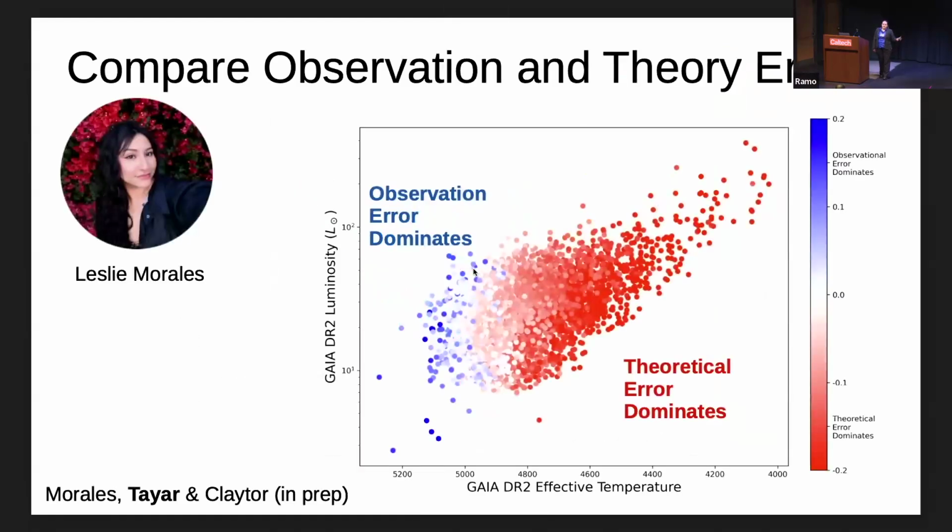And for the giants, Leslie has gone through and said, okay, where does the empirical error dominate versus where does the theoretical error dominate? And for the giants, as you go more luminous, it's a theory problem. As you get towards that subgiant branch where the models are well separated, it's an observational error problem. And you can imagine doing the same thing for the dwarfs.